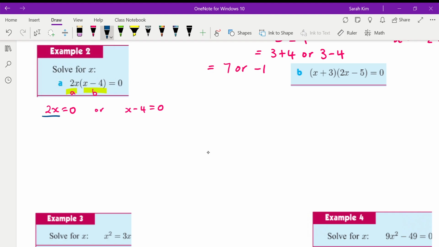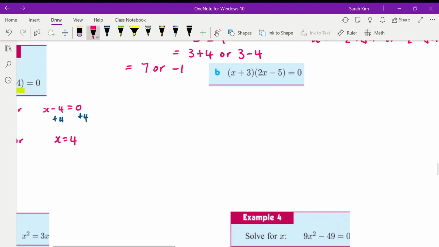All I need to do is just get x by itself by undoing some algebra. So therefore, x is going to be 0. 0 divided by 2 is 0. Or on both sides, I just add 4, so x is going to be 4. So that's my answer. Sorry, x equals 0 or x equals 4.